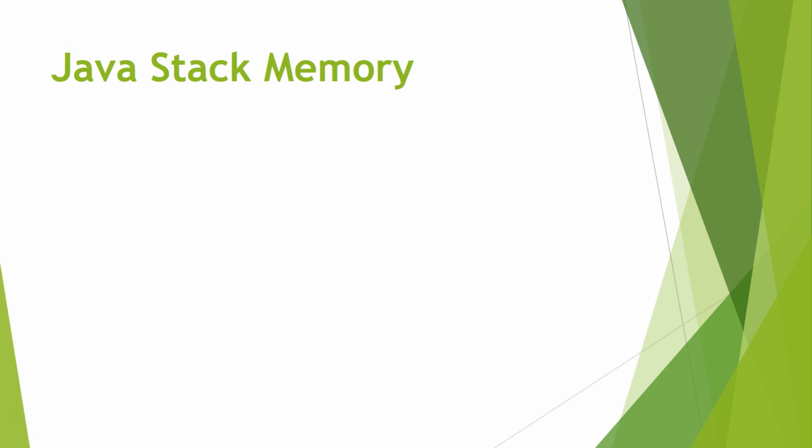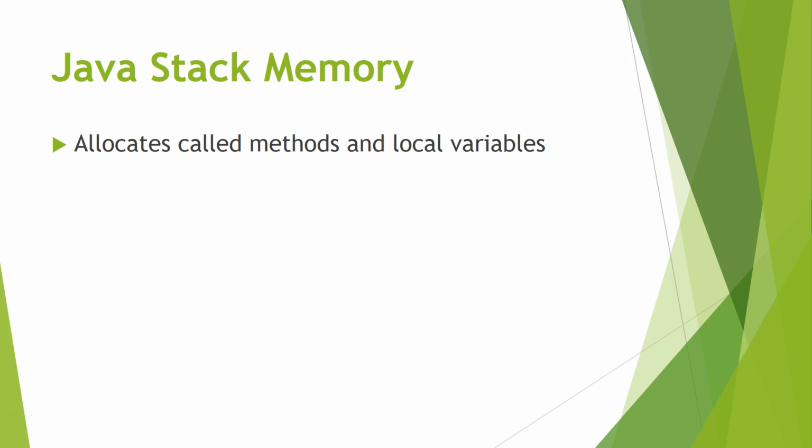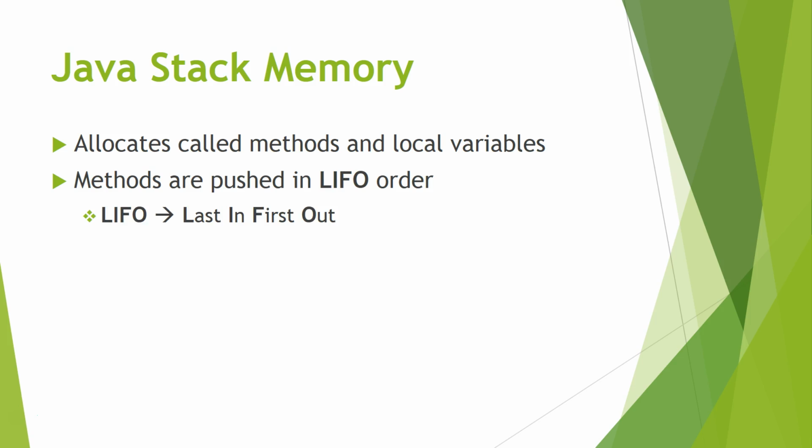Stack memory. Stack memory is the location in which the called methods and local variables are allocated. Local variables inside the methods are usually reference variables referring to allocated objects inside the heap. Allocated methods are accessed inside the stack in LIFO order. LIFO stands for last in, first out. That means that the last added item is the first removed item.